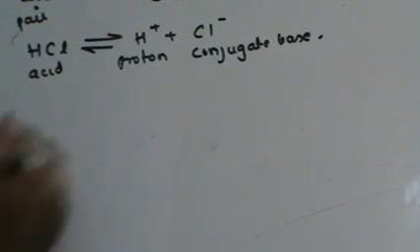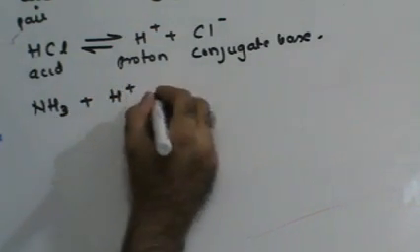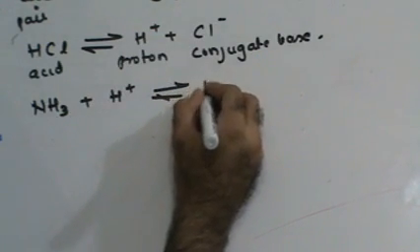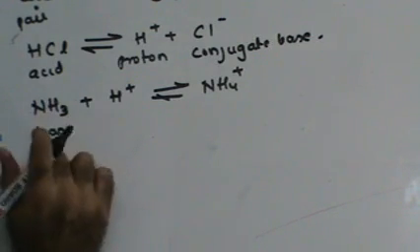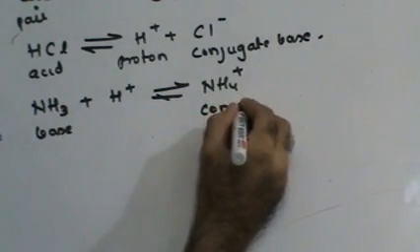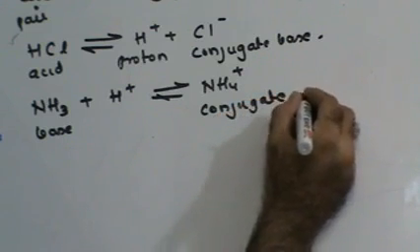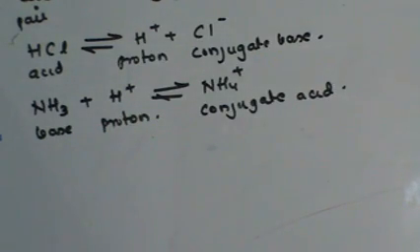Fine. Similarly, let's consider ammonia, NH3. When it reacts with a proton, it will form ammonium ions. This is your actual base, and this base and this acid differ from each other by one proton. Therefore, this will be called a conjugate acid. This is your proton. So in both cases, the acid and the base differ from each other by a single proton. That is called a conjugate acid-base pair.